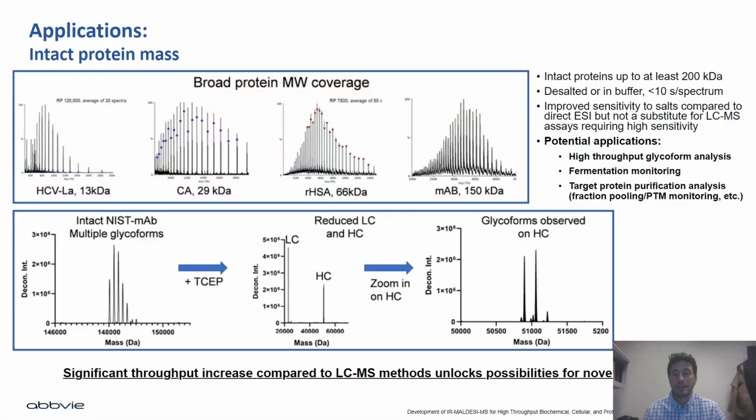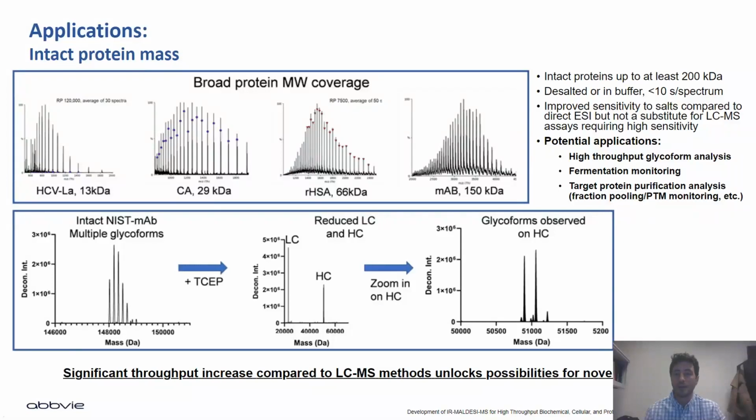We can do this again either desalted or in buffer. This tolerates small amounts of buffer, and we still get good signal from the proteins. However, I do want to give the caveat that we're not able to see very complex mixtures of proteins. Because of the ESI mechanism, we can't pick out proteins directly from cells. But this ability to see proteins does give us the ability to do quite a few applications.